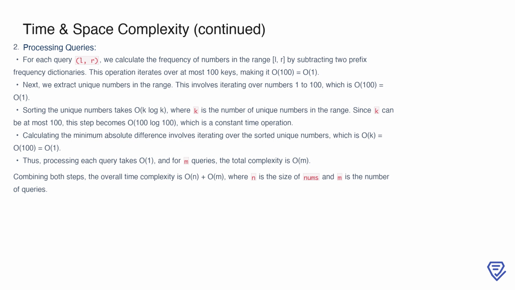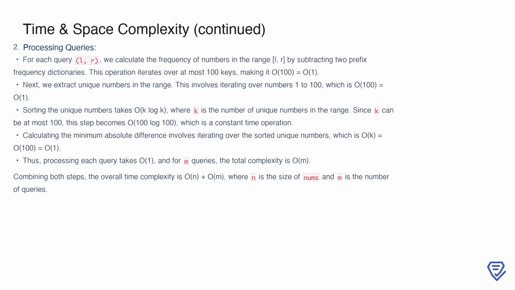For each query, [L, R], we calculate the frequency of numbers in the range by subtracting two prefix frequency dictionaries. Since each dictionary contains at most 100 keys, this subtraction operation is O(100), which simplifies to O(1). After that, we extract the unique numbers in the range by iterating over the numbers from 1 to 100. This is also O(100), which equals O(1).